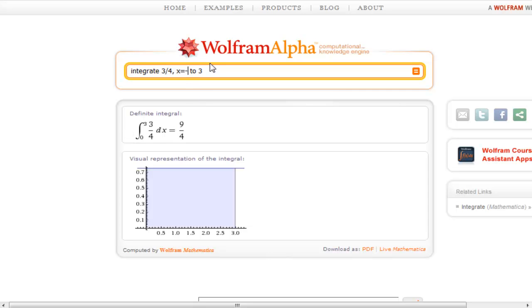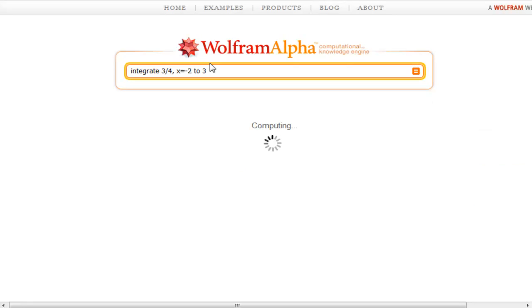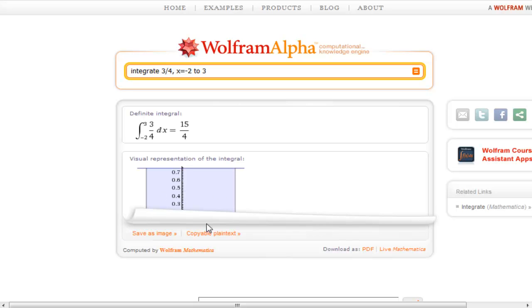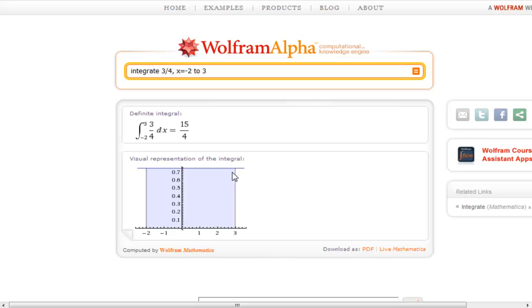Now what happens if I change those limits of integration? I can have a negative limit of integration, that's fine. If x ranges from -2 to 3, then we just see that this rectangle gets larger, in particular it gets wider, and now we have width 5 and height 3/4, so the area of that rectangle is just 5 times 3/4, which is 15/4, and that's our integral.